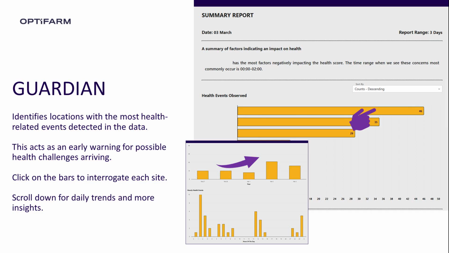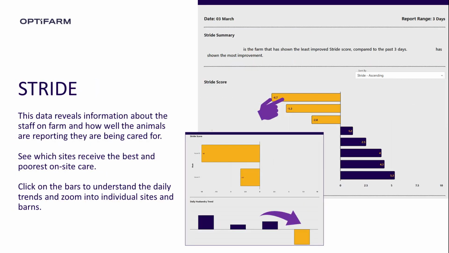Stride provides information regarding the staff performance on farm and the quality of animal care being delivered. By clicking on bars, you can see which sites receive the best and poorest care, offering a detailed view of daily trends and individual site standards.